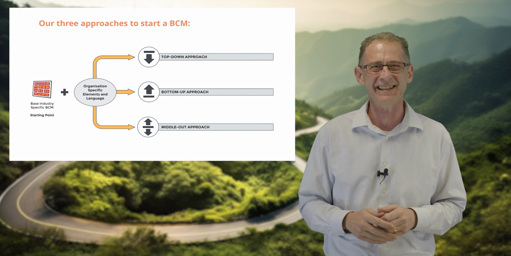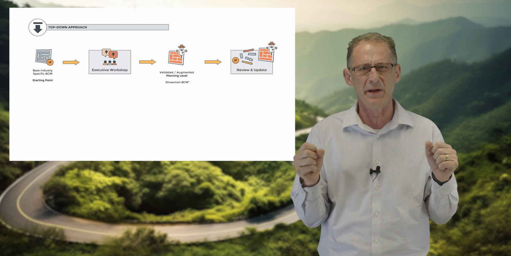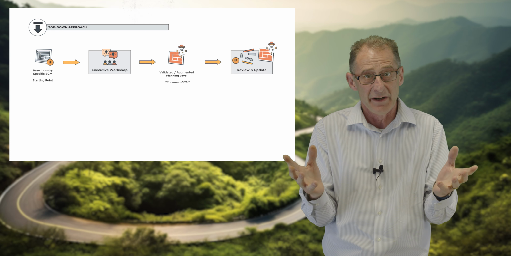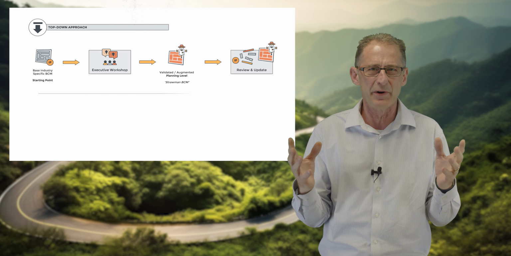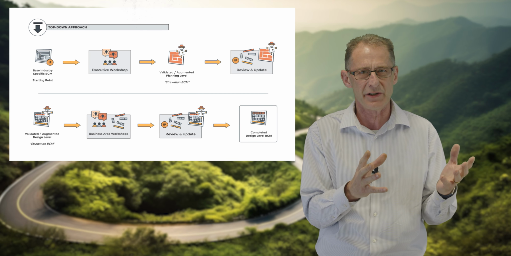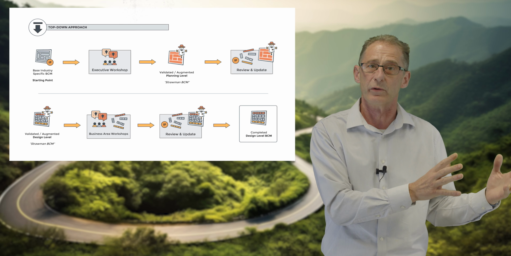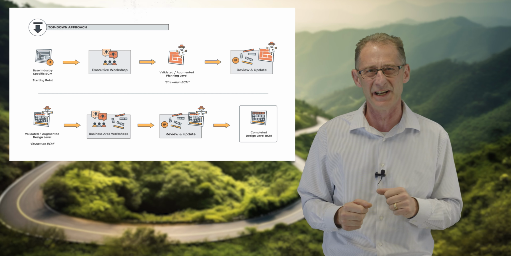or middle out. Top down, we'll run a workshop at the executive level to validate and augment the strawman planning capability model. Issue an updated version after that workshop, which is then reviewed and updated. We then elaborate each area of the model to the design level, again leveraging our IP to create a strawman first, running workshops with that area, e.g. a finance workshop, an asset management workshop, etc.